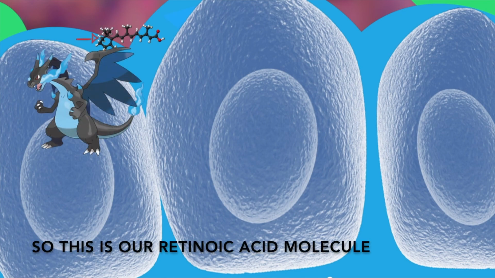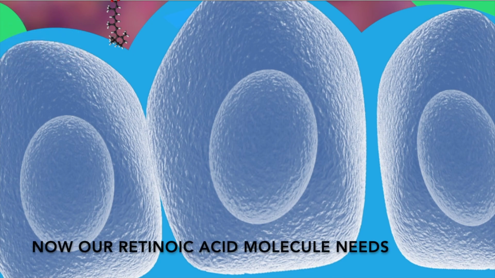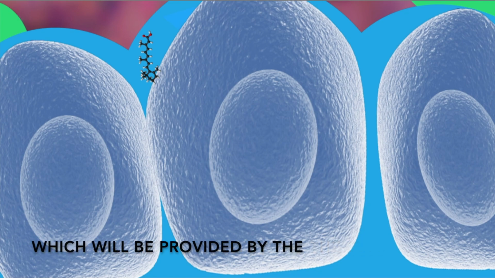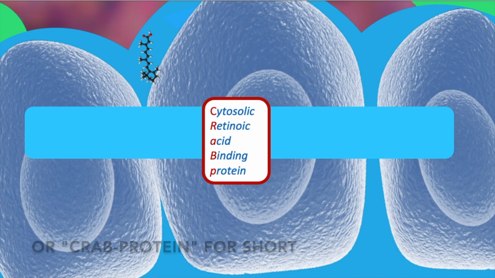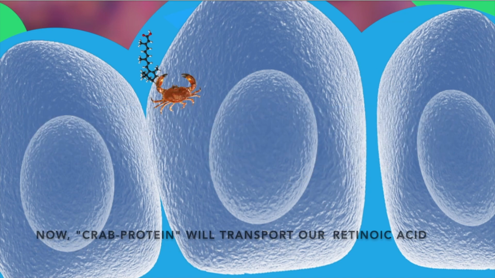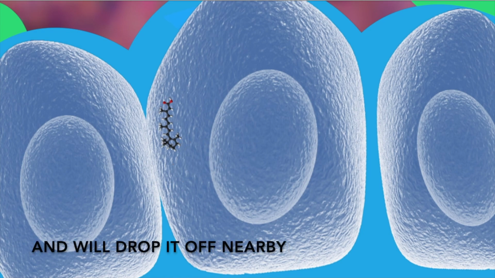So this is our retinoic acid molecule, which, as we remember, is our activated form. Now, our retinoic acid molecule needs transportation once it's near the cell, which will be provided by the cytosolic retinoic acid binding protein, or CRABP for short. Now, CRABP will transport our retinoic acid to the cell nucleus and drop it off nearby.